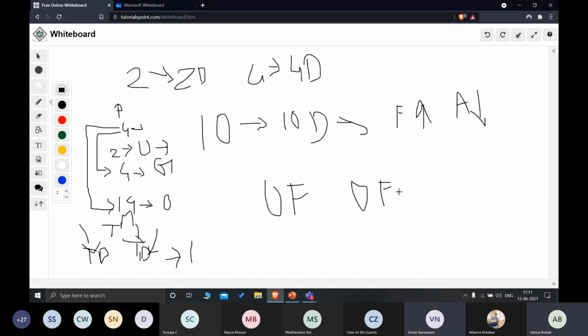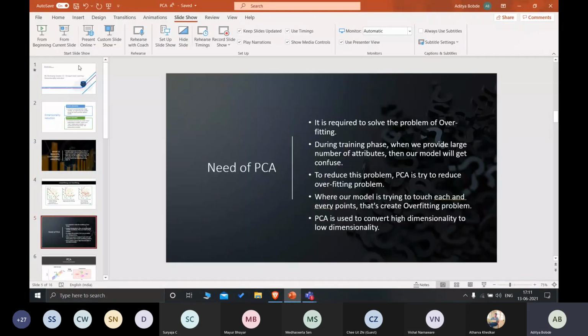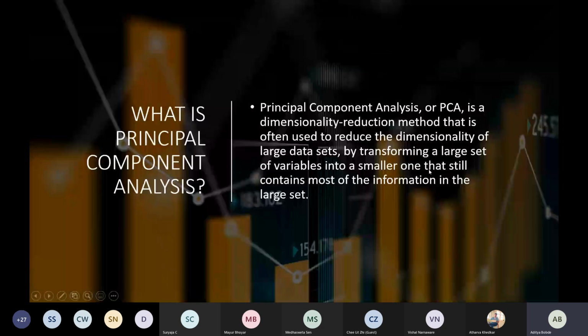Okay. Till now everything is clear, so we'll be moving forward. The next thing that came into existence is called PCA. So why do we need PCA? PCA is a dimensionality reduction technique.